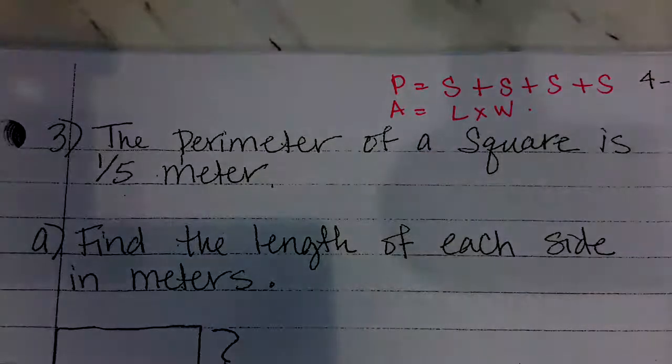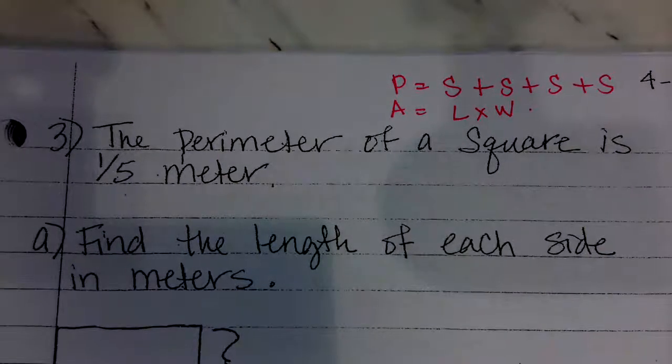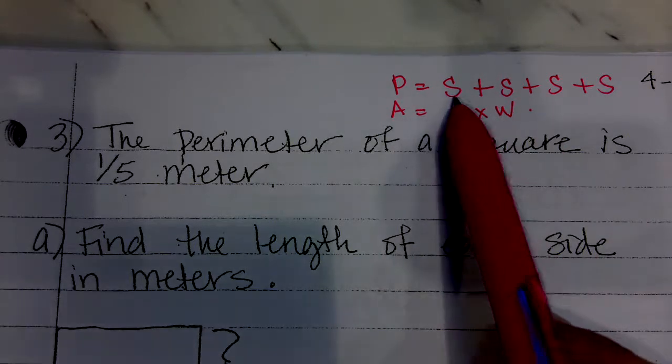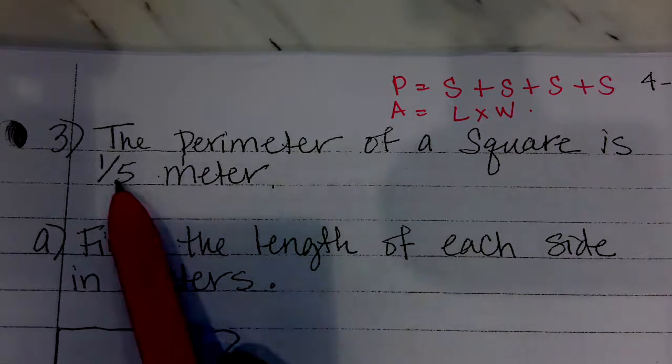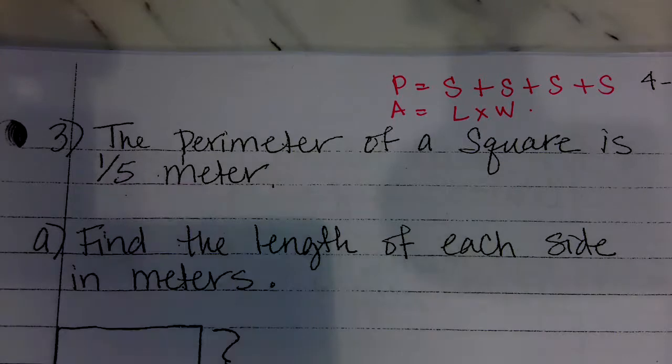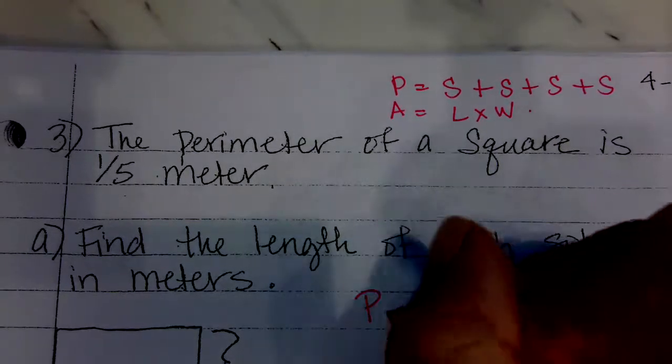So what are we looking at here? We know perimeter. Okay, so we're looking at side plus side plus side plus side. The perimeter of a square is 1/5 of a meter. So this plus this plus this plus this is equal to 1/5 of a meter. So what should we do first? Well, find the length of each side in meters, right? So let's start off with the perimeter.